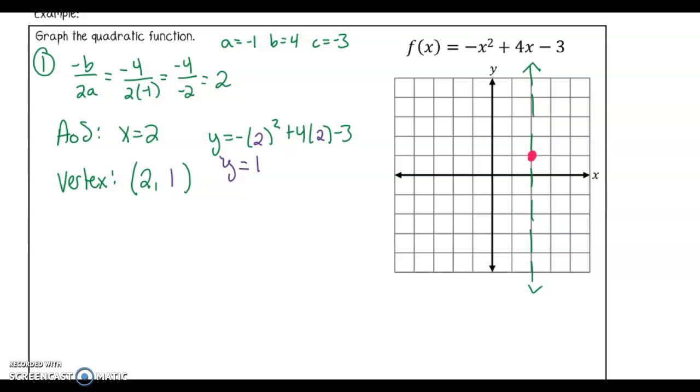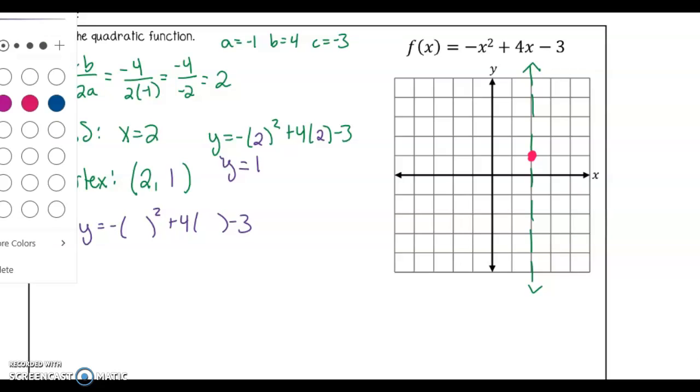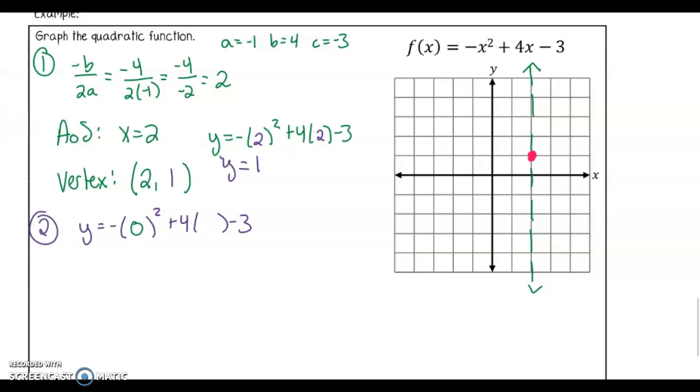Okay, so step 2. Step 2 says find the y-intercept by substituting 0 in for x. Remember, here's our equation. I'm putting parentheses any place there's an x, and we're going to substitute in 0. So when we plug it in, 0 for x gets us negative 3 for y. So 0, negative 3 is our y-intercept. Let's put that on the graph. There's our y-intercept.